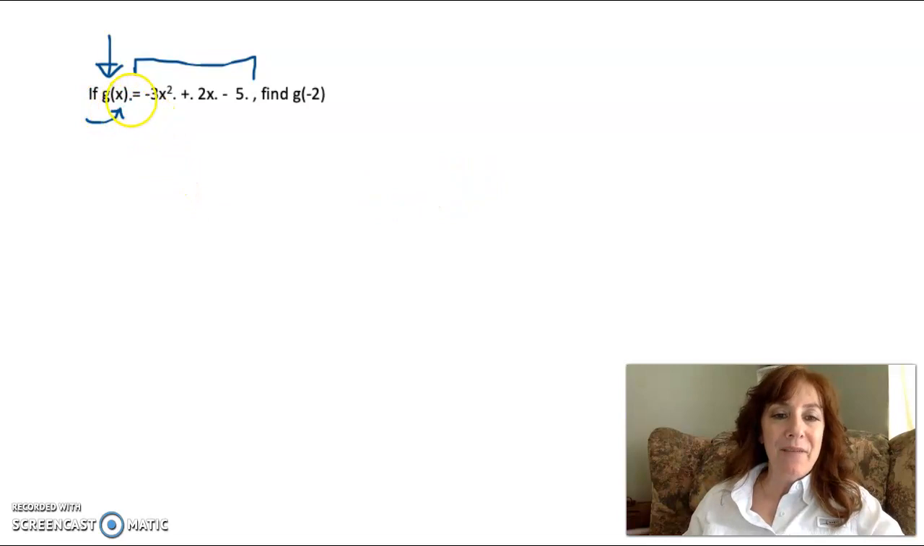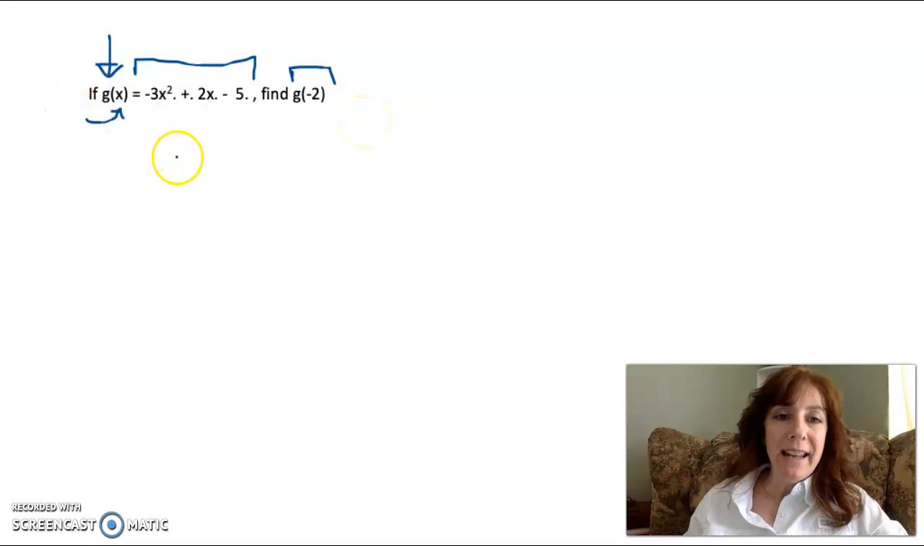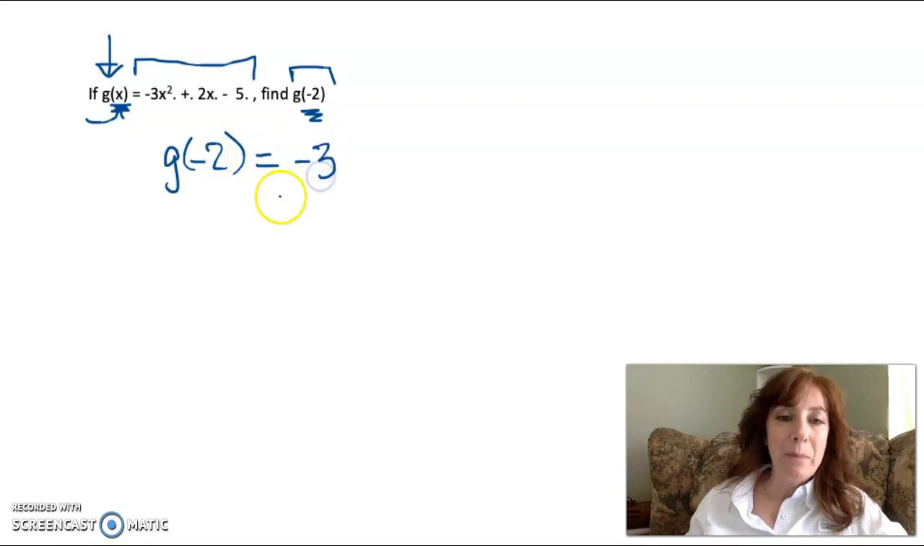So this x value tells me what my variable is, and when they rewrite it with a -2 instead of an x, that tells me to substitute -2 everywhere I see an x. So I'm going to rewrite this equation. G, now instead of x, I want to substitute -2. So I'm going to write g of -2 equals, now I'm going to write the expression, but everywhere I see an x, I'm going to write a -2.